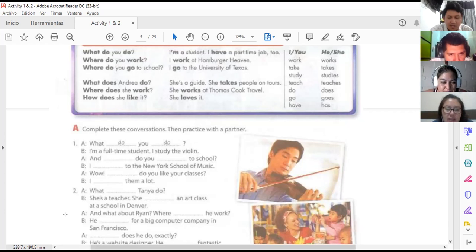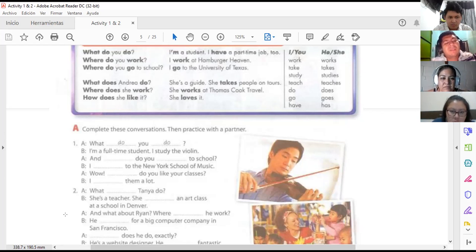Number two. Tanya. What does Tanya do? Yeah, it's she. So you have auxiliar, does. What does Tanya do? She's a teacher. Un trailero, un motorista, maneja un carro o conduce un carro, entonces un maestro enseña o algo así. Exactly. You have to use the verb, right?